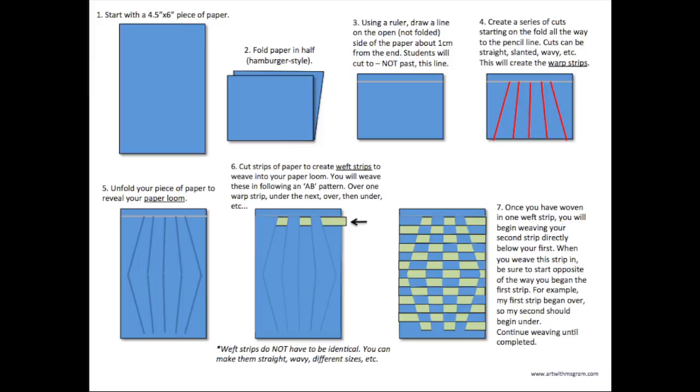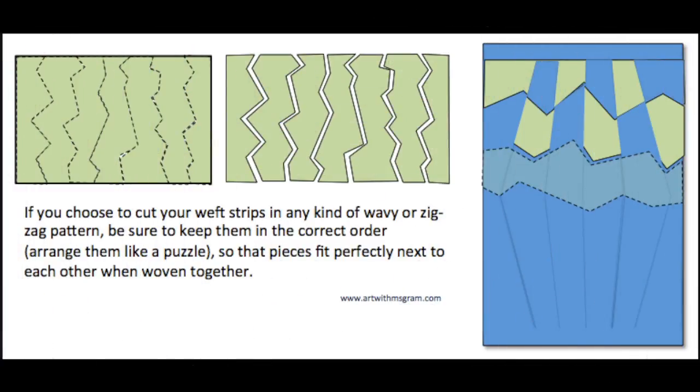And once you have woven in one weft strip, you will begin weaving your second strip directly below your first. When you weave this strip in, be sure to start opposite of the way you began the first strip. For example, my first strip began over, so my second should begin under. Continue weaving until completed. If you choose to cut your weft strips in any kind of wavy or zigzag pattern, be sure to keep them in the correct order. Arrange them like a puzzle so that pieces fit perfectly next to each other when woven together.